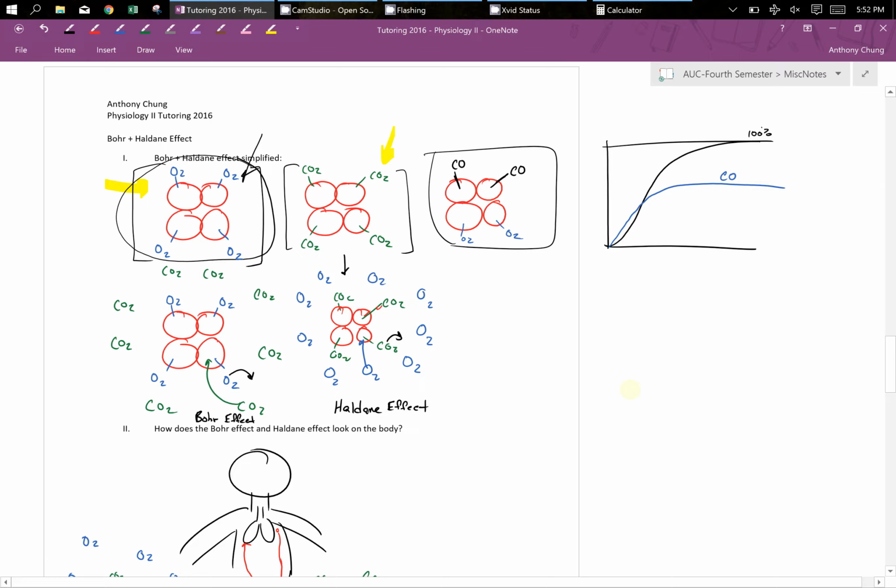But that would be the same thing with fetal hemoglobin. Fetal hemoglobin?